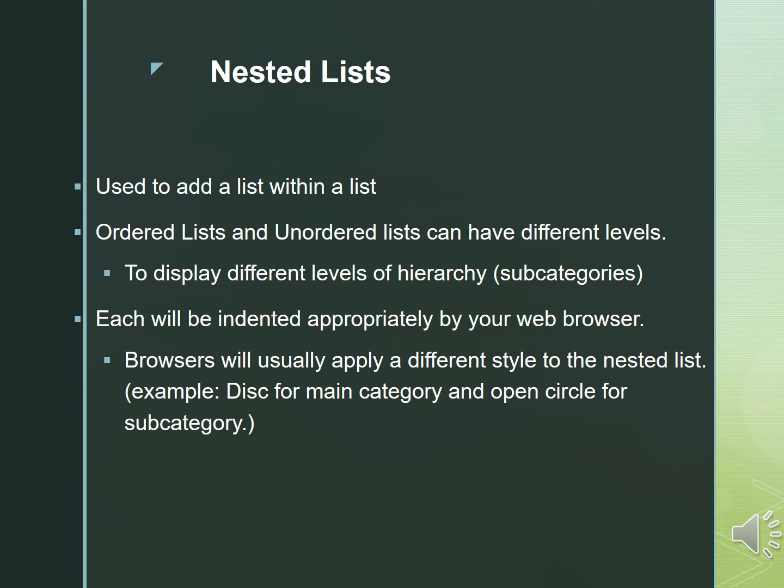Ordered and unordered list can have different levels. To display different levels of hierarchy, we use nesting. Each will be indented appropriately by your web browser. Browsers will usually apply a different style to the nested list. For example, if I have disk as the default one, disk will be there in the main category, and then you can have subcategory in open circle, or the way you put in your code.